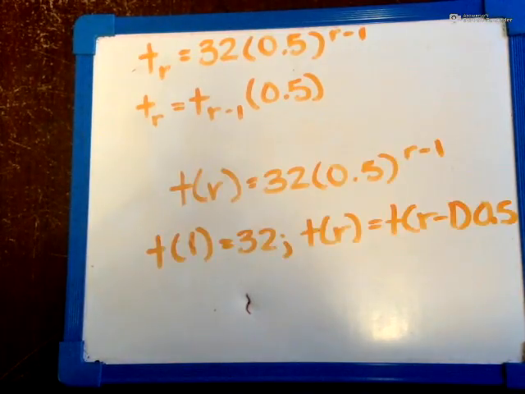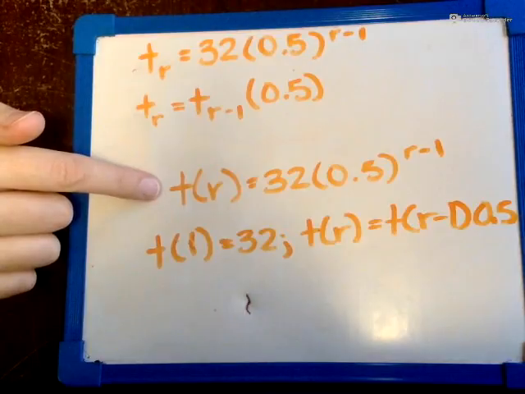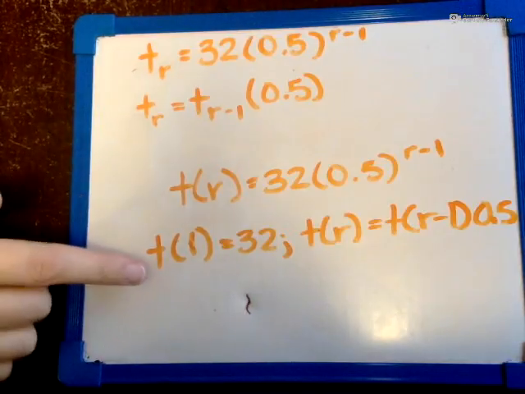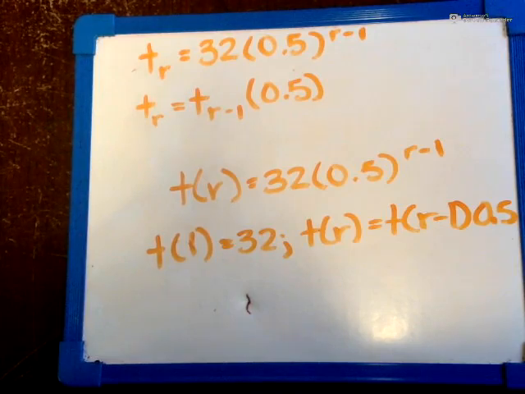And written in function notation, it is T of r is equal to 32 times 0.5 to the power of r minus 1. And when T of 1 is equal to 32, then T of r is equal to T of r minus 1 times 0.5.